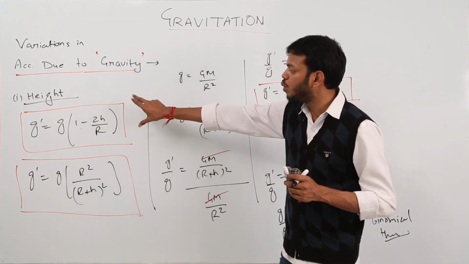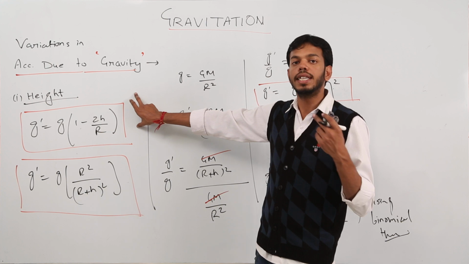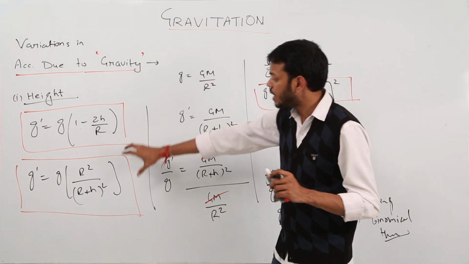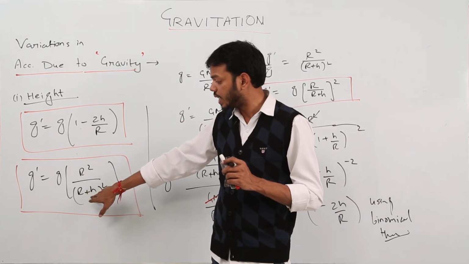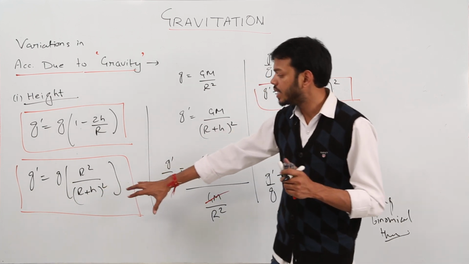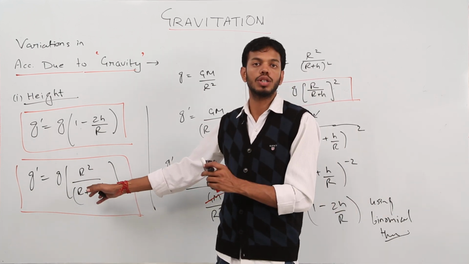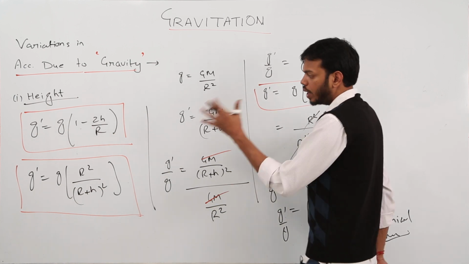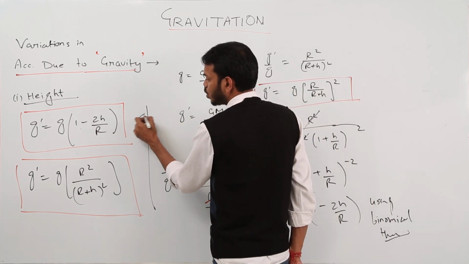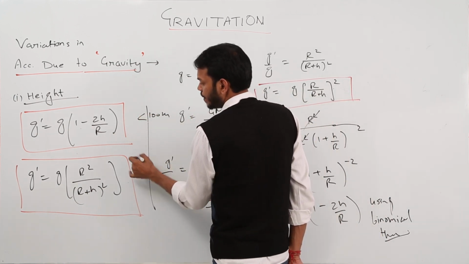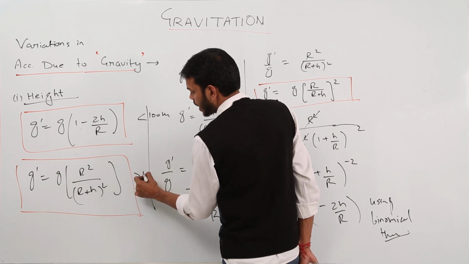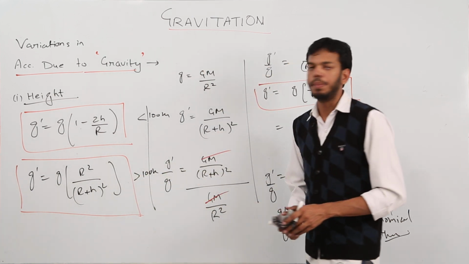So this formula is used when height is small, when it is not comparable to the radius of earth, and this formula is used when h is large, that is, when height is comparable to the radius of earth, 6400 kilometers. Generally I have deduced that this is used for values less than 100 kilometers and this formula is used for values greater than 100 kilometers. That is a simplified version.